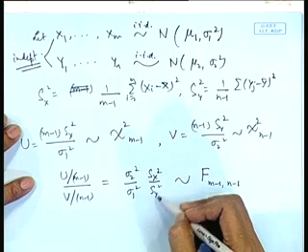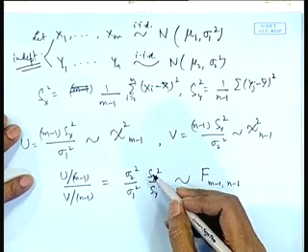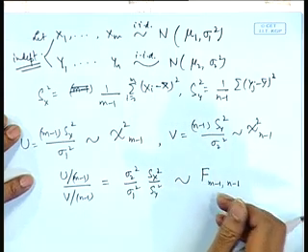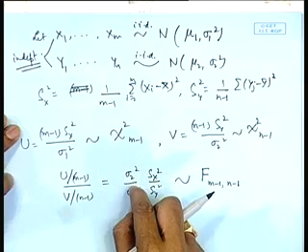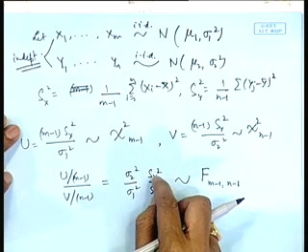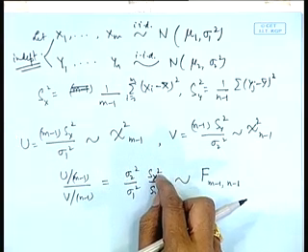So, this result is used quite frequently in drawing inferences on ratios of variances, because ratios of the population variances and ratios of the sample variances are occurring here.